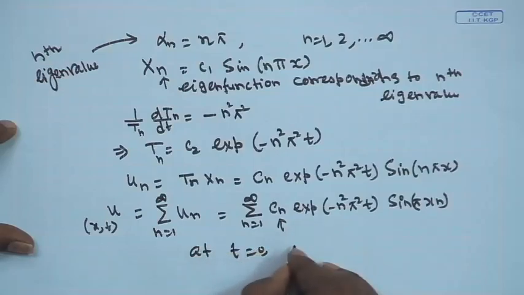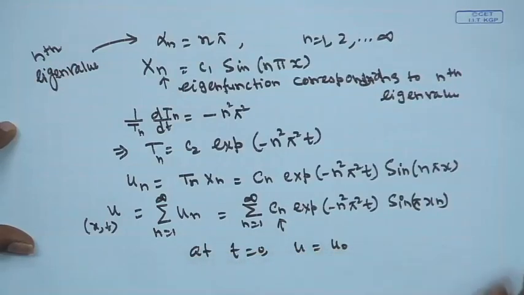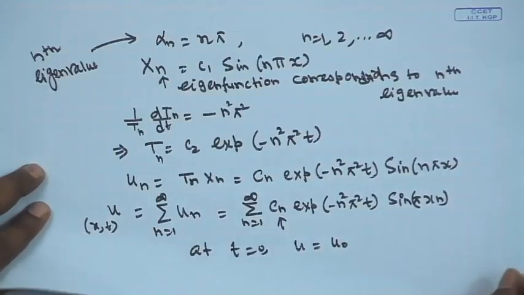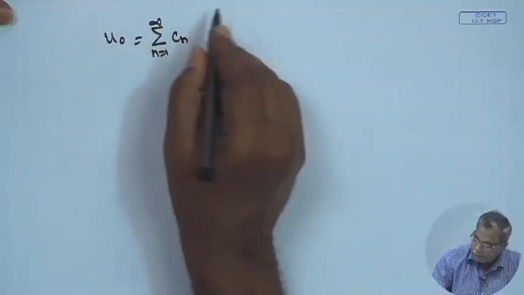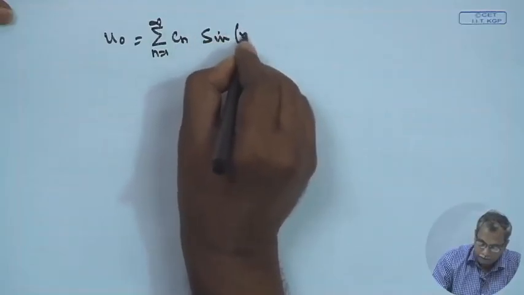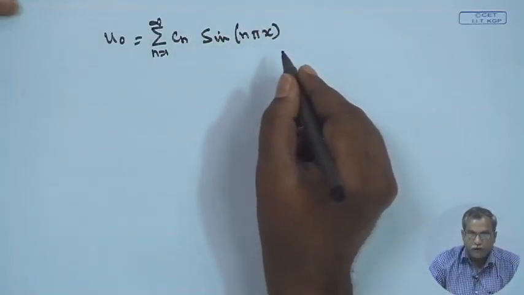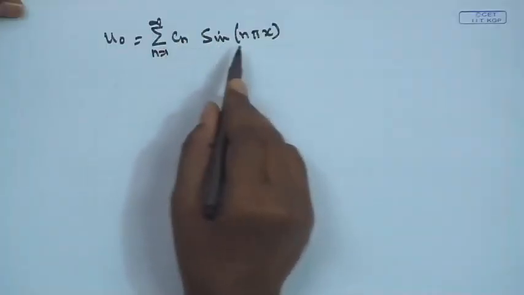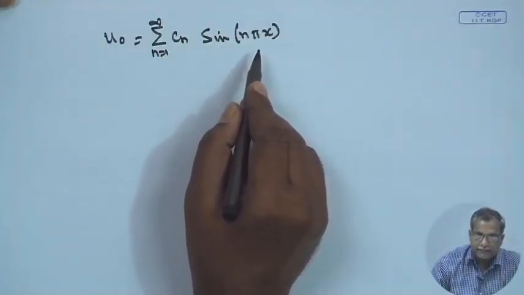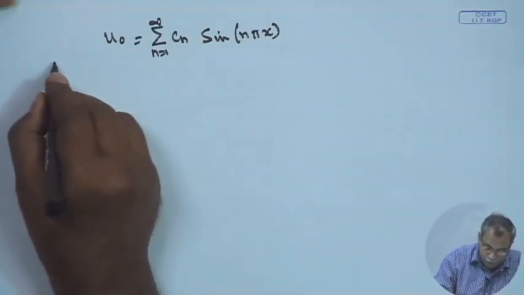At t is equal to 0, we have u is equal to u naught. Just put this condition in this equation and see what we get. u0 is equal to summation n equal to 1 to infinity Cn sine n pi x. We have already proved in the last class that the eigenfunctions form orthogonal functions with respect to the weight function 1 in this particular case. So, what will I do next? I will multiply both sides of the equation by sine m pi x dx and integrate over the domain of x from 0 to 1.